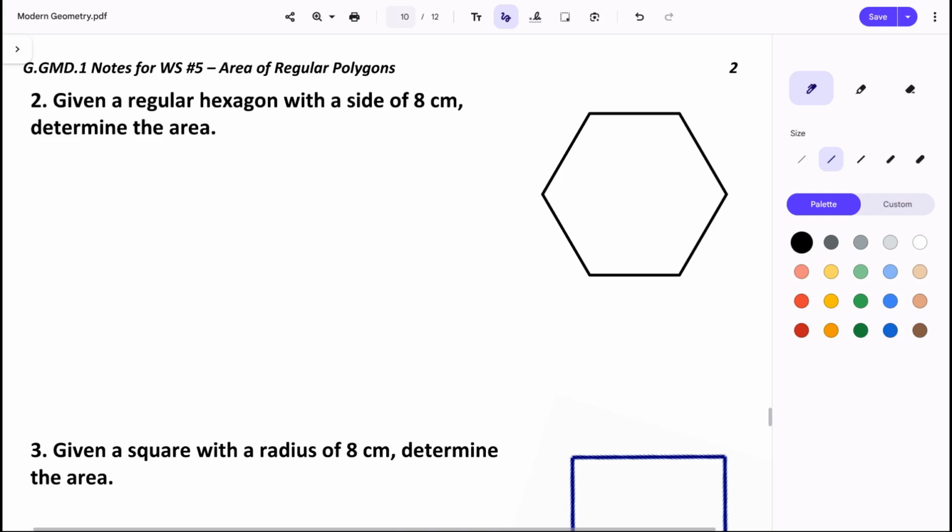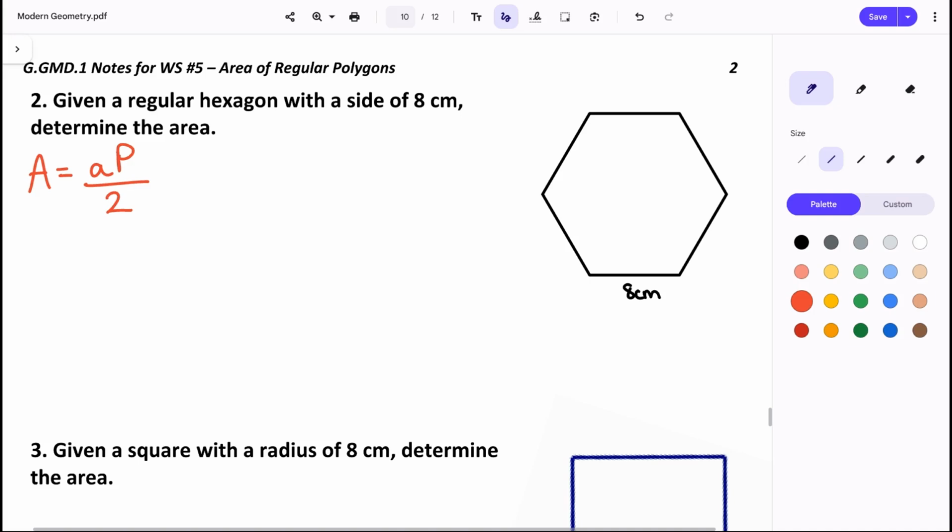All right, so this time we have a hexagon, and we have our side of 8 centimeters. So where should I put the 8 at? One of the sides on the outside of the shape. It doesn't really matter which one, so I could put it here. Now, if I'm thinking about my formula that I just gave you guys, area equals apothem times perimeter divided by 2. Could you find the perimeter?